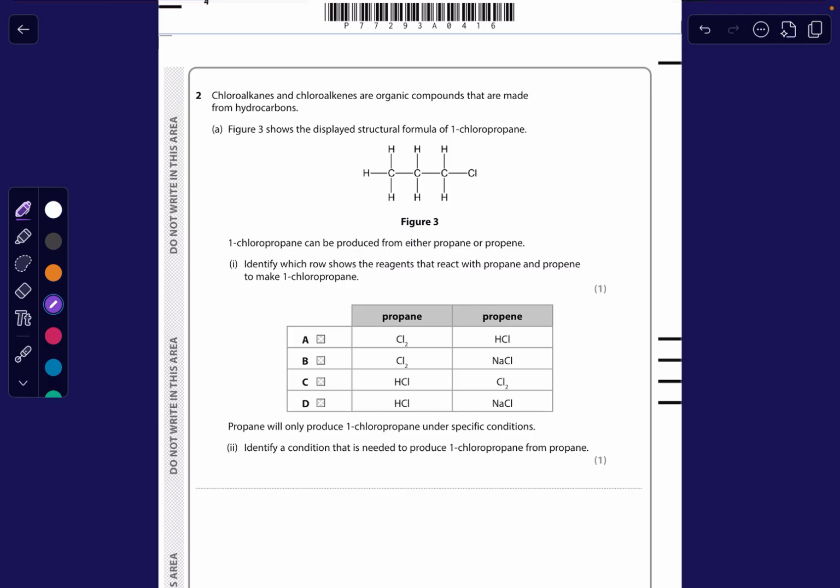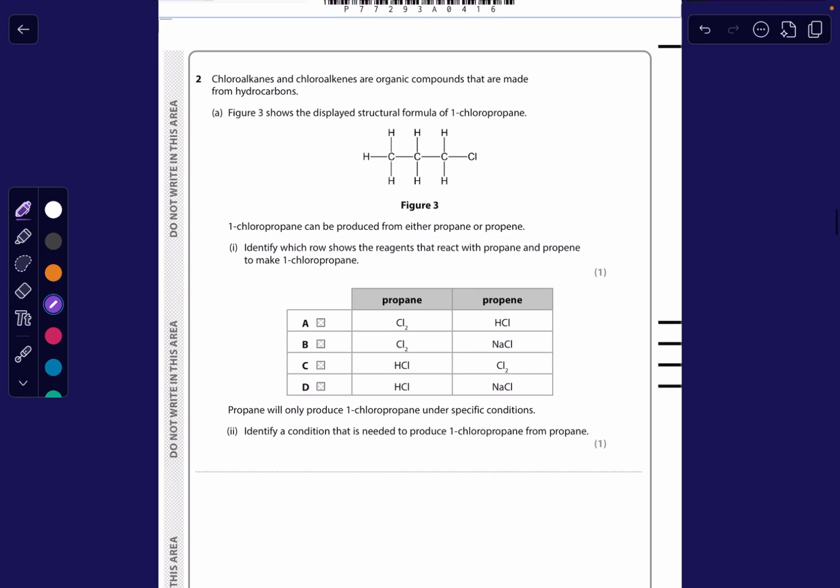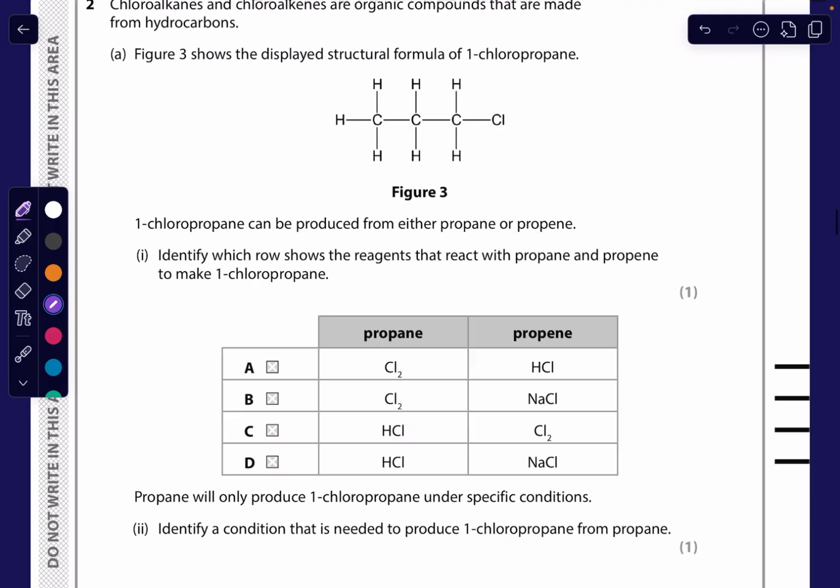So chloroalkanes and chloroalkenes are organic compounds that are made from hydrocarbons. Figure 3 shows a displayed structural formula for 1-chloropropane. This can be produced from either propane or propene. Identify which row shows the reagents that react with propane and propene. Now this links back to A2 and the reactions of alkanes and alkenes.